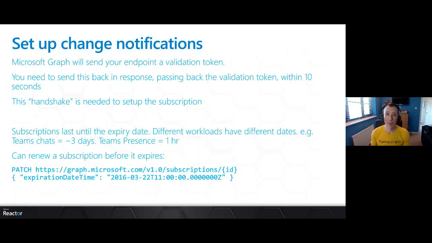And then after that point, up until the expiration date, Graph will ping that endpoint every time there's a new Teams message. Really nice. You can renew a subscription before it expires as well by sending a PATCH, for example, at the end there. So you can actually keep those subscriptions going forever, as long as you just keep renewing them. And basically, you're just telling Graph that you're still interested and you still want that information to keep coming.